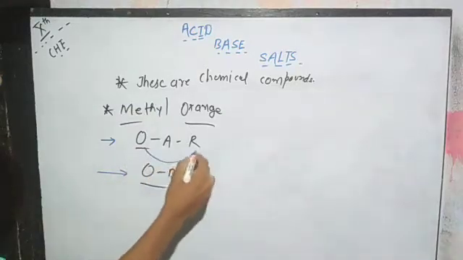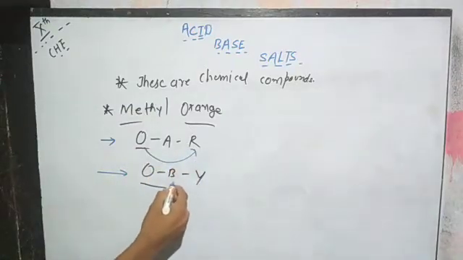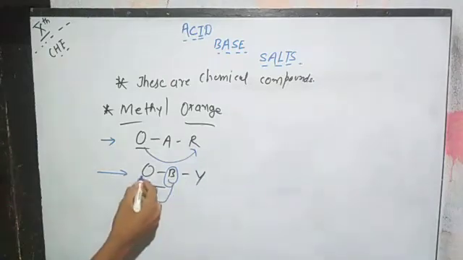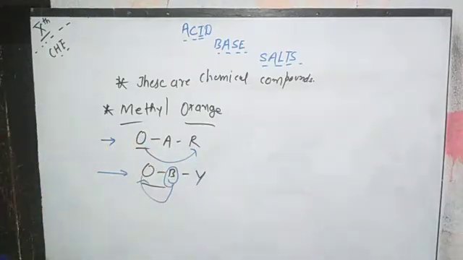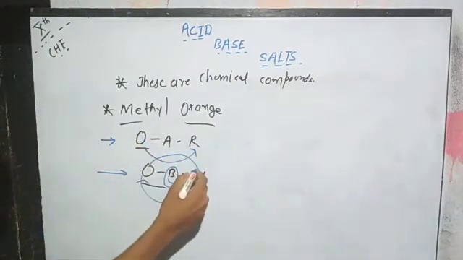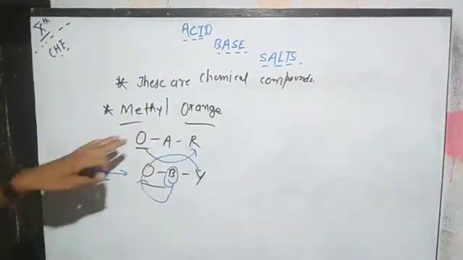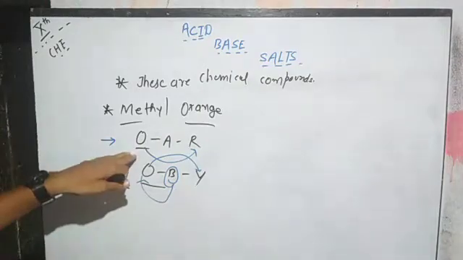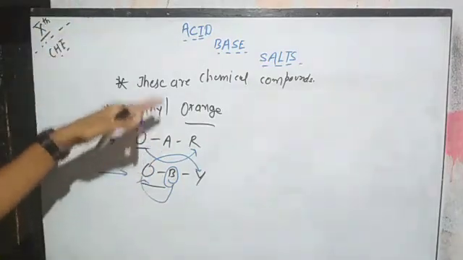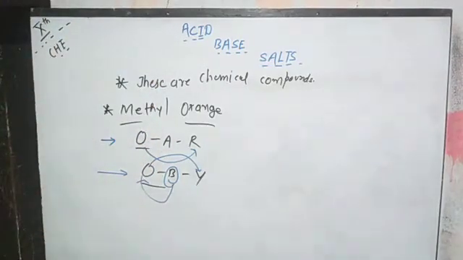color changes into red. Then whenever a basic solution is put on the methyl orange, its orange color changes into yellow. So we need to remember, an acidic solution changes into red on putting on the methyl orange, whereas a base solution changes orange into yellow.